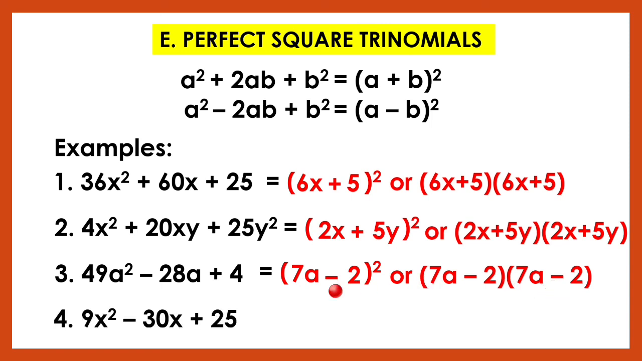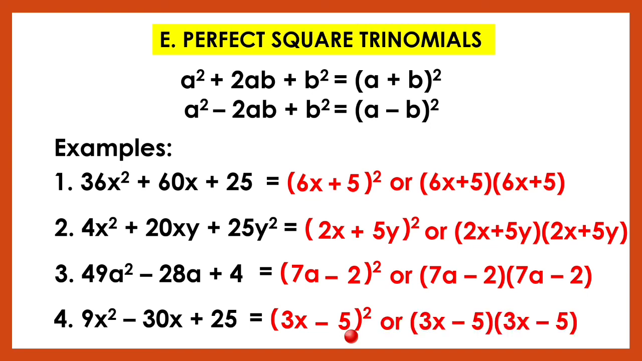For our last example for perfect square trinomials, 9x squared minus 30x plus 25. So, ano ang kanyang factors? So, since ang middle term ay minus, so minus din ang ating gagamitin. And then, kunin natin yung square root ng 9x squared, that is 3x. Square root ng 25, that is 5. So, we have 3x minus 5 squared, or we have 3x minus 5 times 3x minus 5. Okay, so, ganun mag-factor ng perfect square trinomials.